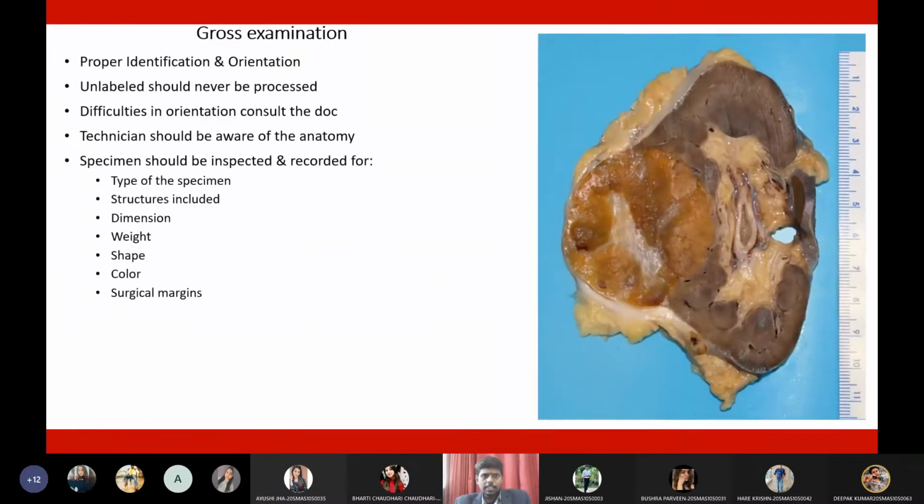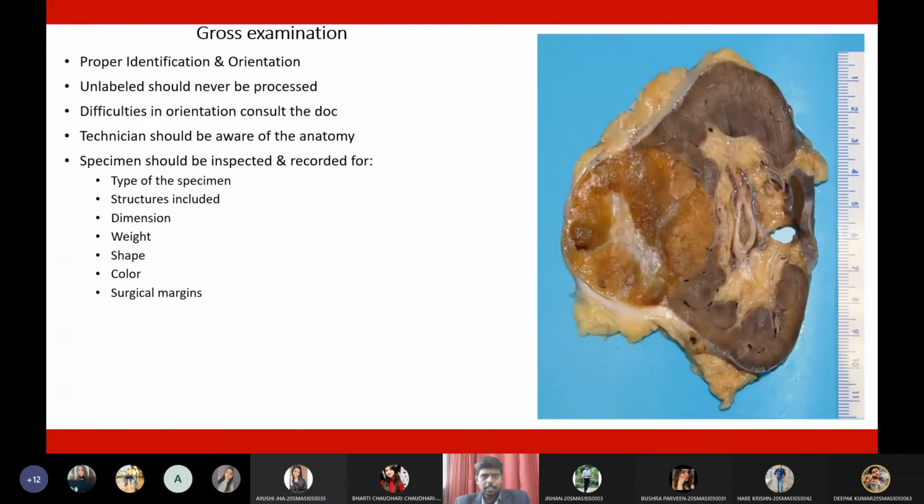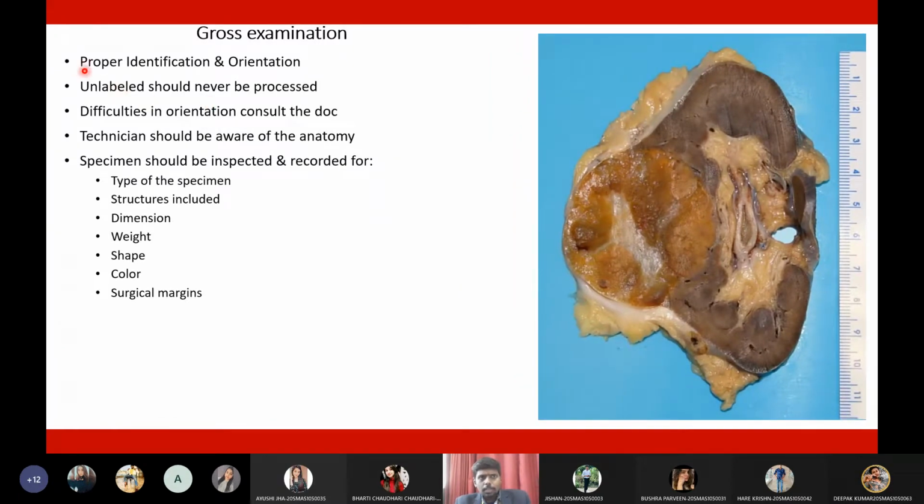So let us assume we got this specimen. The first thing we need to do is identify its proper identification and orientation. You need to identify whether it is liver tissue or tongue tissue, because they have already given it in the requisition form. If they said, "I sent you a tissue of lung," then we must be able to identify the lung and the orientation of the biopsy specimen.